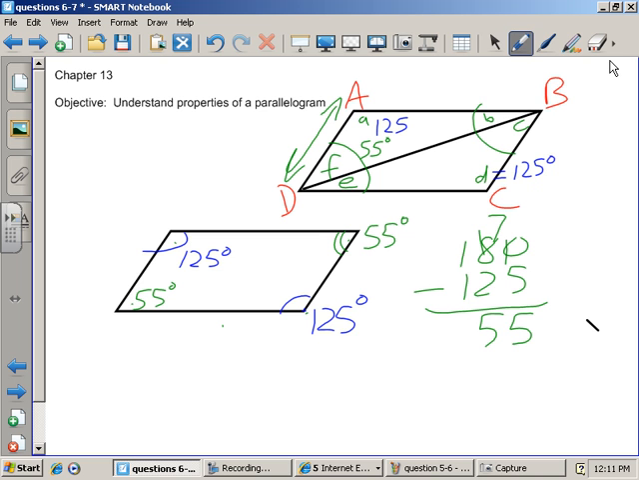Here comes the tricky part. I'm going to tell you that this angle E equals 20 degrees. So because this angle E equals 20 degrees, I need to figure out first what angle F equals. Well, if this whole angle equals 55 and this part here equals 20, I have to subtract to figure out angle F. 55 minus 20 is 35 degrees. So angle F equals 35.